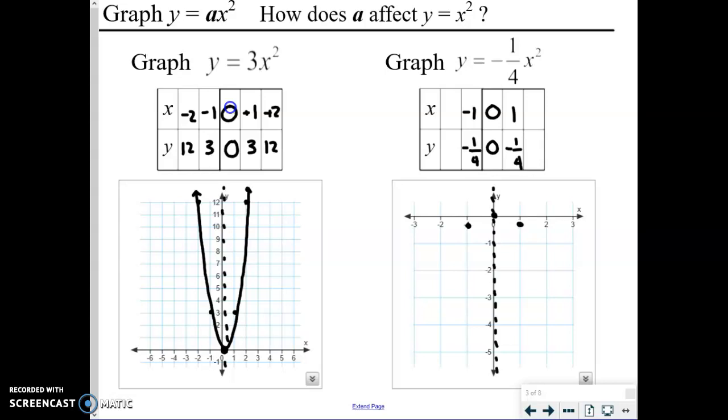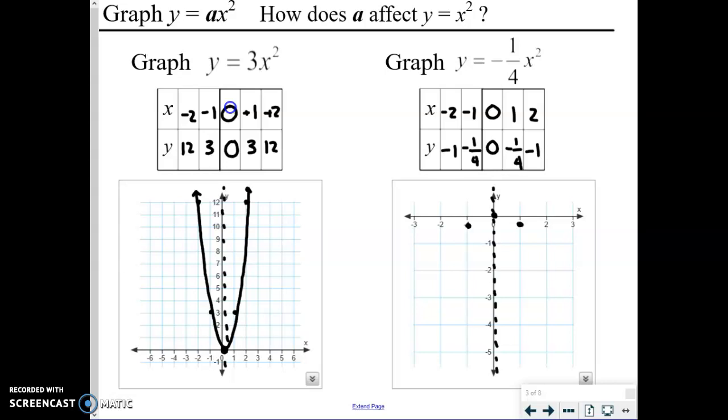And in this case, because a is negative, our parabola is also going to be opening downward. So a negative a gives us a downward opening parabola. So if we would plug in positive 2 and negative 2, well, 2 squared is 4 and negative 2 squared is 4. And 4 times negative 1/4 would be negative 1.